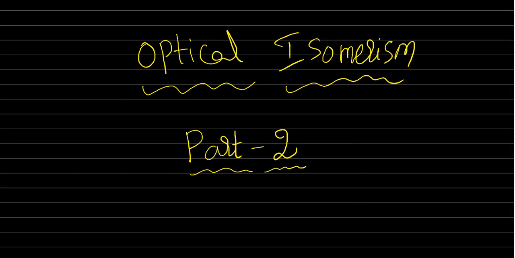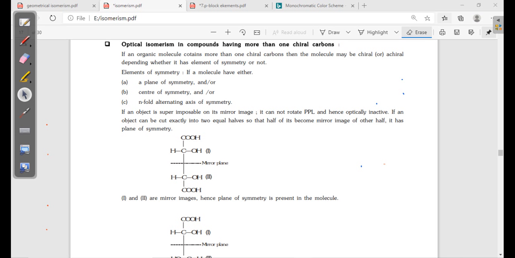Optical isomerism part 2. Before watching this video, you should see the part 1 video, right? Now, optical isomerism in compounds having more than one chiral carbon.